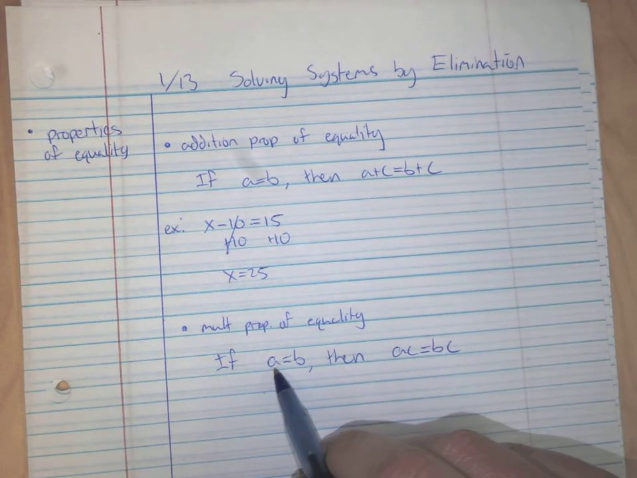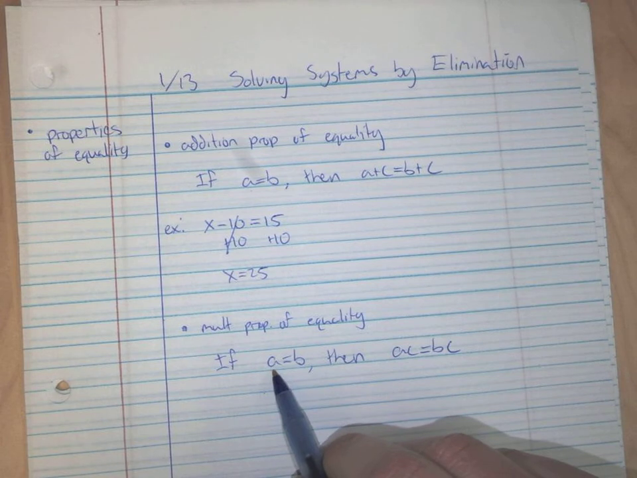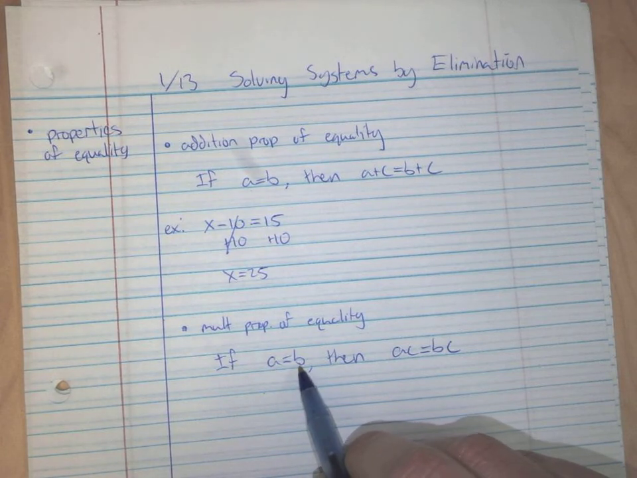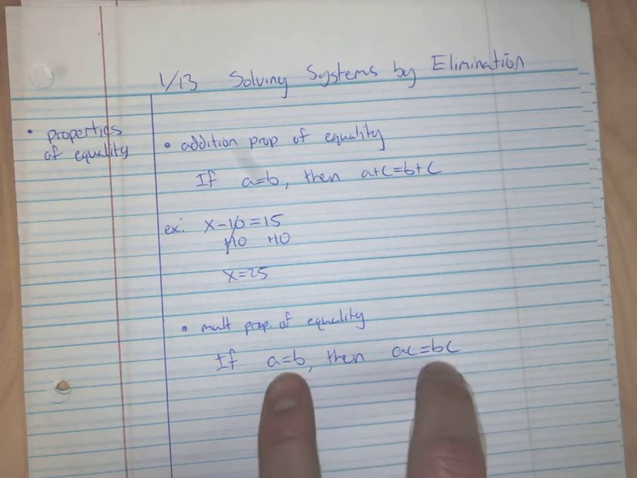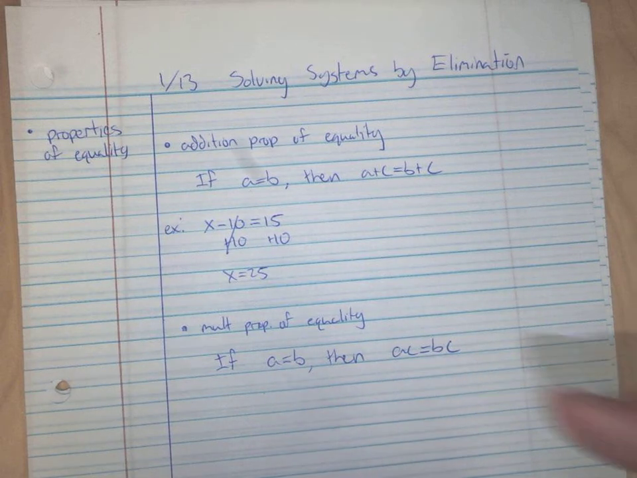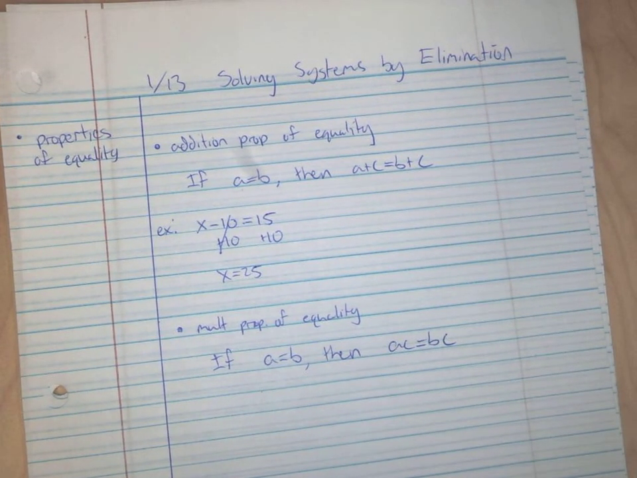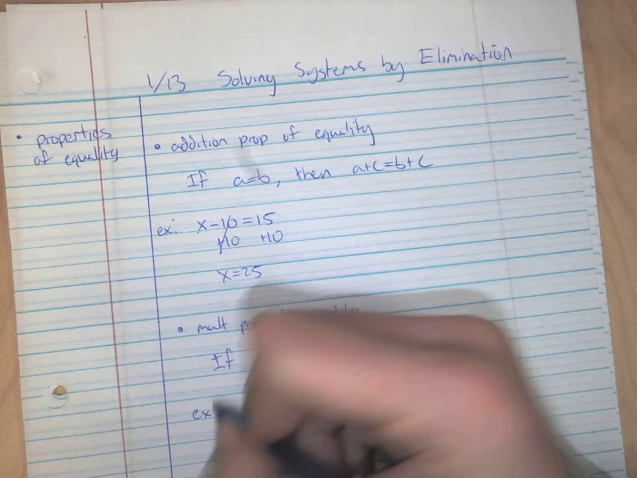Okay, so think about it. I start with an equation like this, and I multiply both sides by C. If I multiply by C on the left, I'll get A times C, or AC. And if I multiply by C on the right, I'll get B times C, or BC. Okay, so these are equivalent equations. Right? If I take a true statement and I multiply both sides by the same thing, I get another true statement.